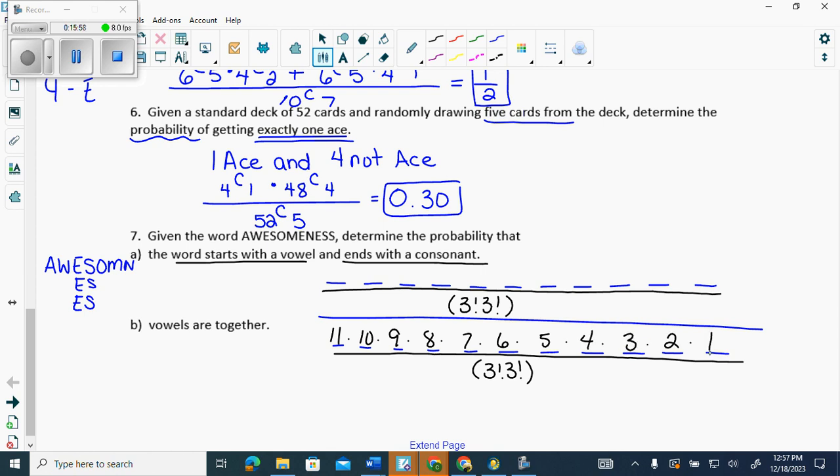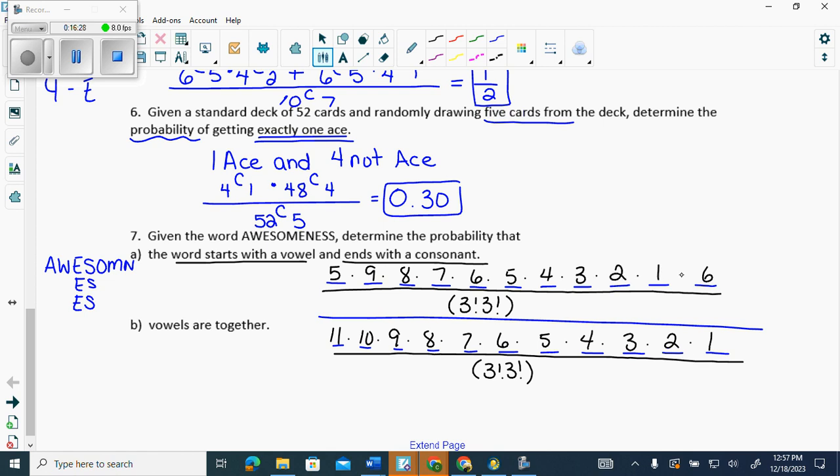On the top, it comes after the word probability. It said the word must start with a vowel and ends with a consonant. How many vowels are in awesomeness? 5. So it has to start with a vowel, so I have 5. End in a consonant. How many? 6. How many letters have I used up? How many letters do I have left? 9. 9, 8, 7, 6, 5, 4, 3, 2, 1.